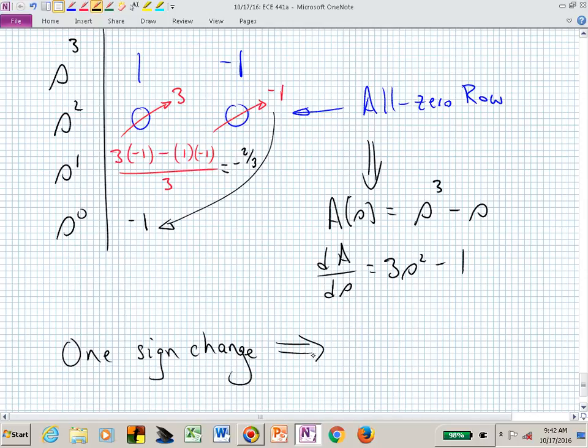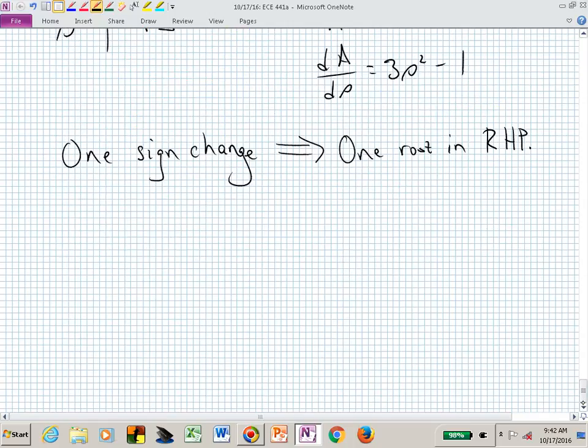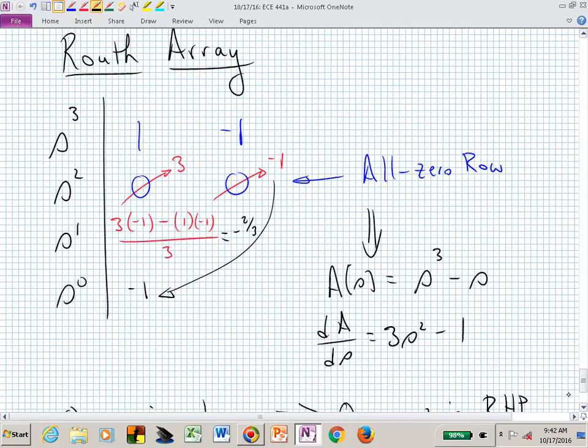Which means what? One root in the right half plane. We already knew this since we cooked up this example to begin with, right? But we now know that the symmetry is relative to what set of roots, or which row was all 0.